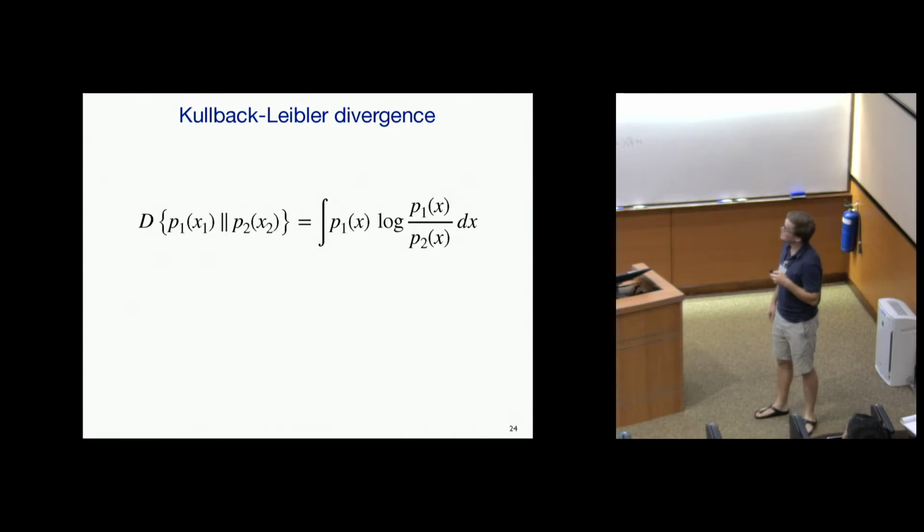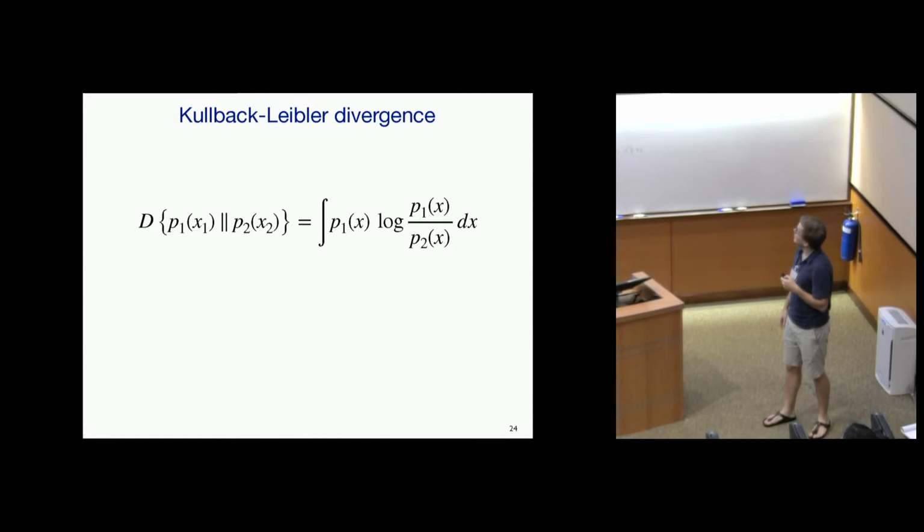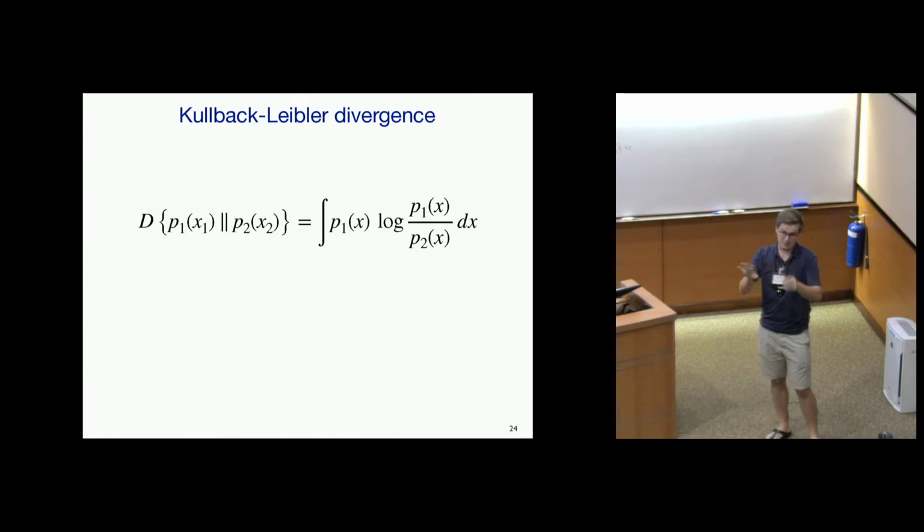to P1 is the expectation with respect to P1 of the log ratio of P1 over P2. So this is not a metric, but it's a divergence. It also measures discrepancy between two distributions, and in some sense it's a really strong measure of discrepancy. There are distributions that look fairly similar, but for which the Kullback-Leibler divergence is infinity because, for instance, their supports don't overlap or things like that. So it is a very strong measure. In a certain sense, stronger than the Wasserstein distance we were just looking at.